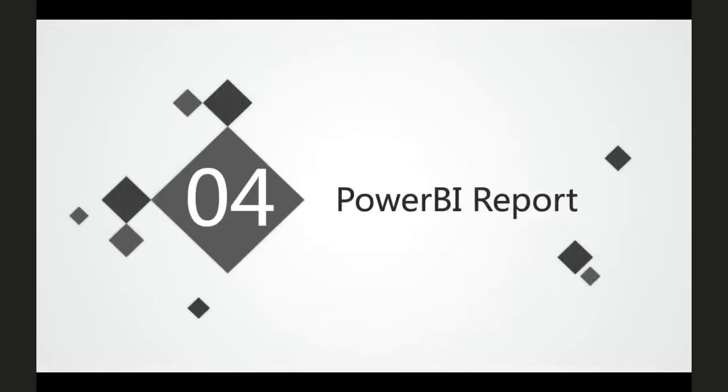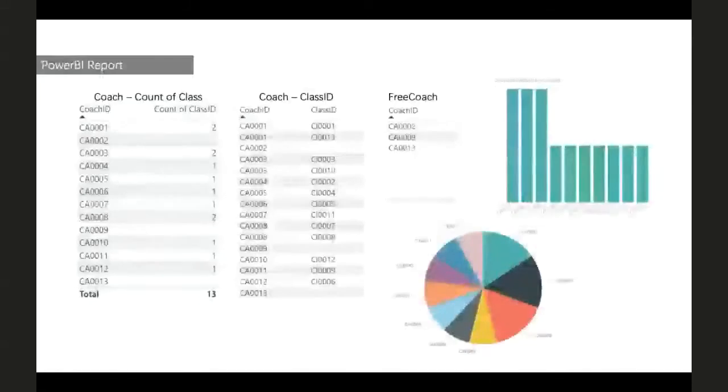Hi, this is our Power BI report. First, we have a table that shows how many classes each coach has, and we can also see which coach does not have a class so far. We have clustered column chart to show this information. And we have pie chart to display the proportional data. The percentage represented by each category is provided next to the corresponding slice of pie.